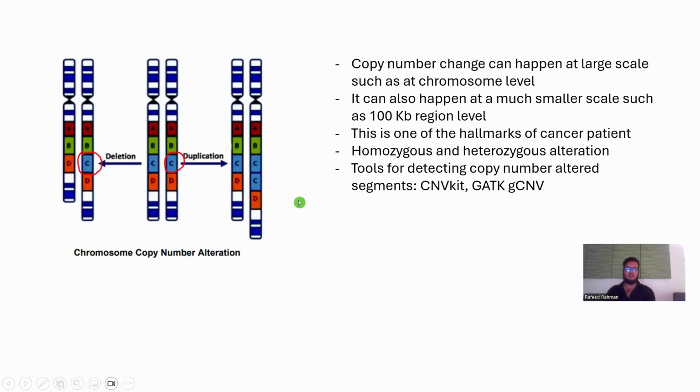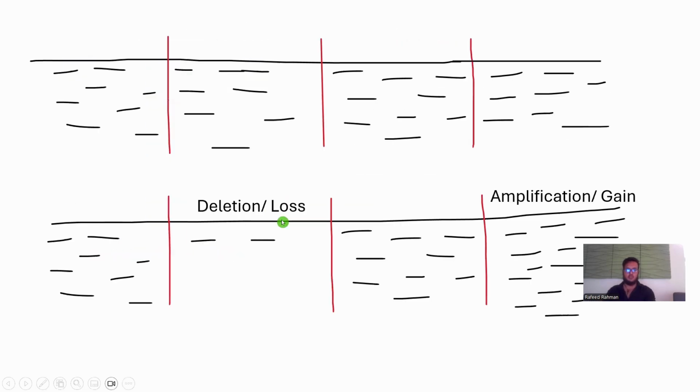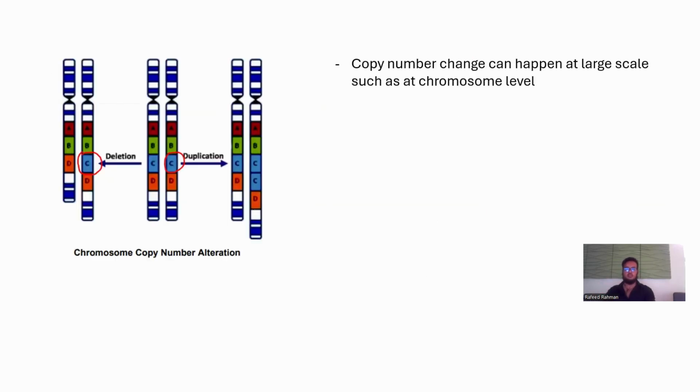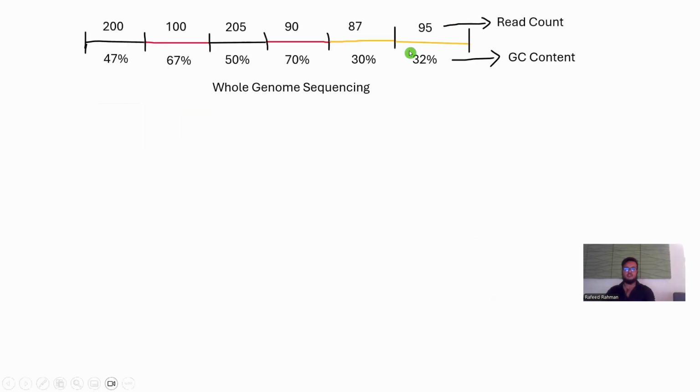As I mentioned before, the phenomena I talked about right here, amplification or gain and deletion or loss, are mainly due to copy number alteration. But there is also an artificial effect at play, and this can hamper your analysis. This can destroy you completely. That thing is called GC bias, so I will talk about GC bias right now.